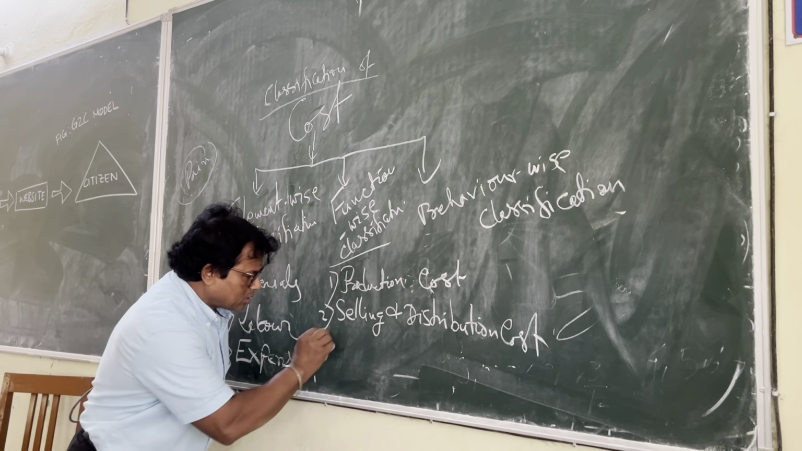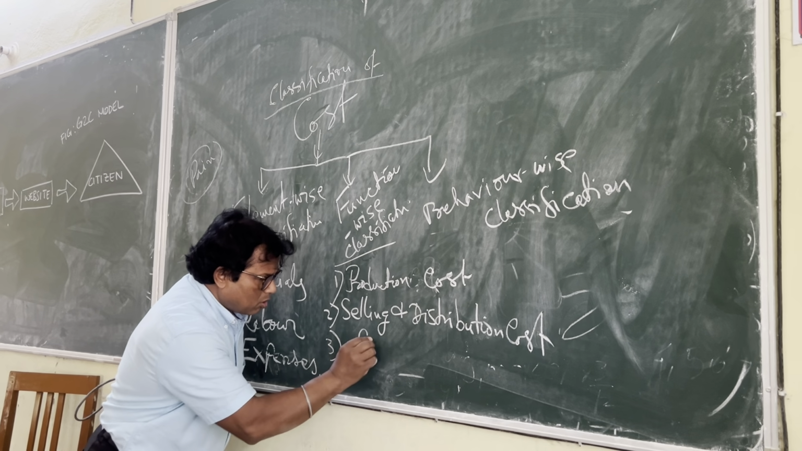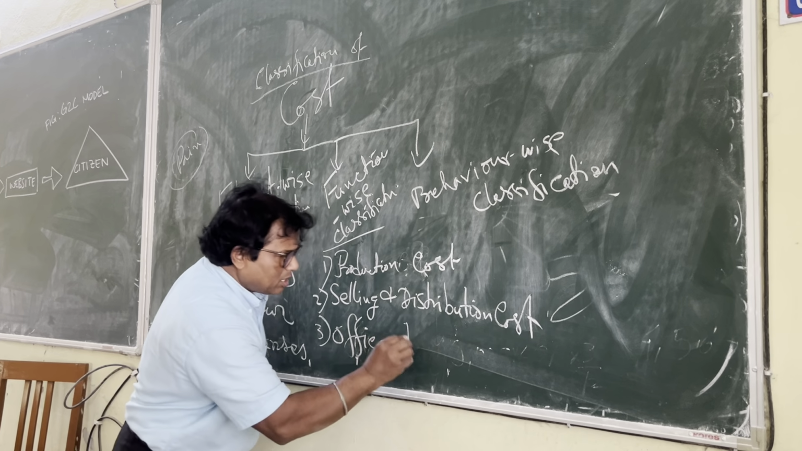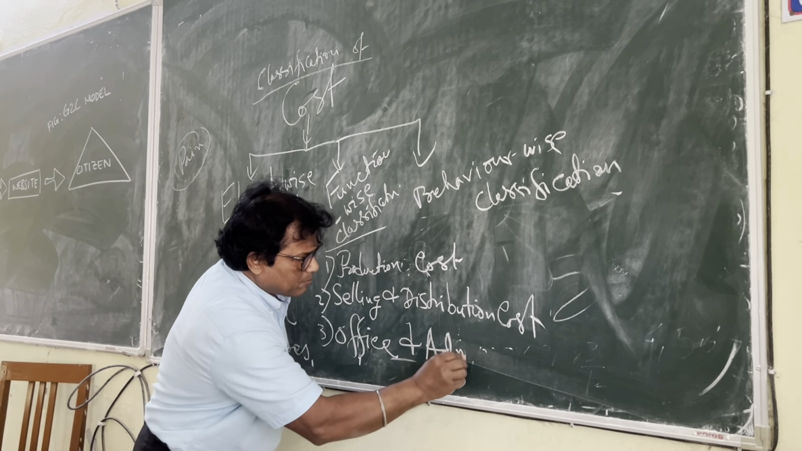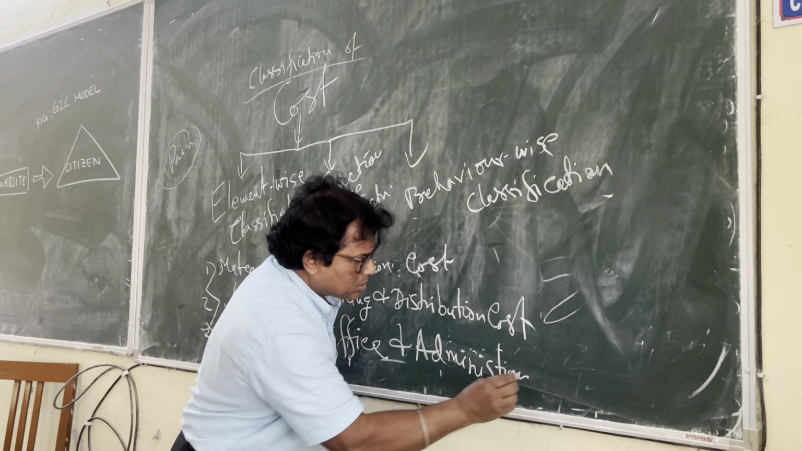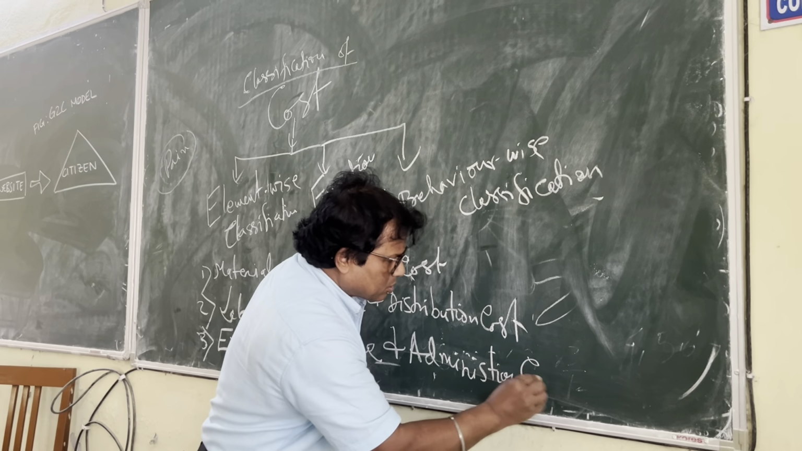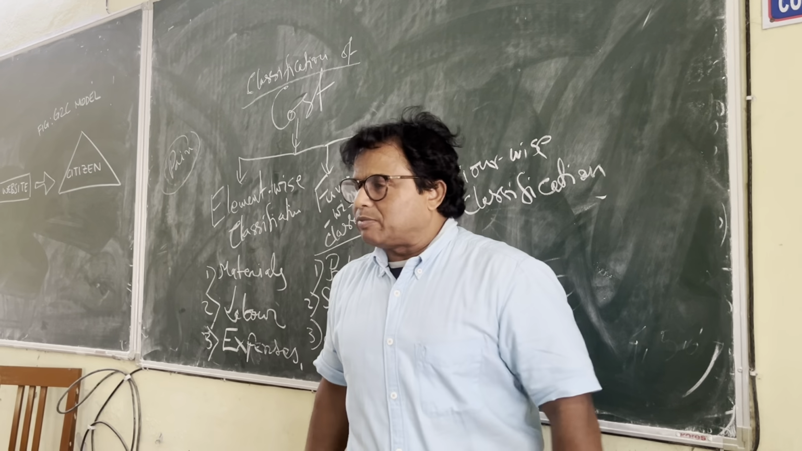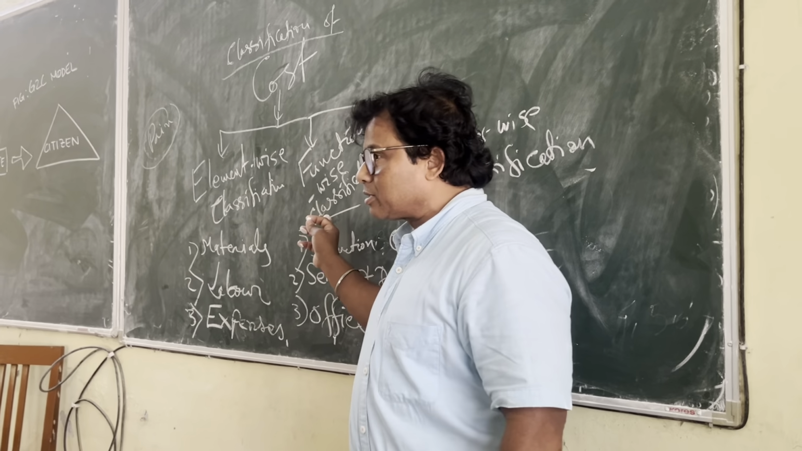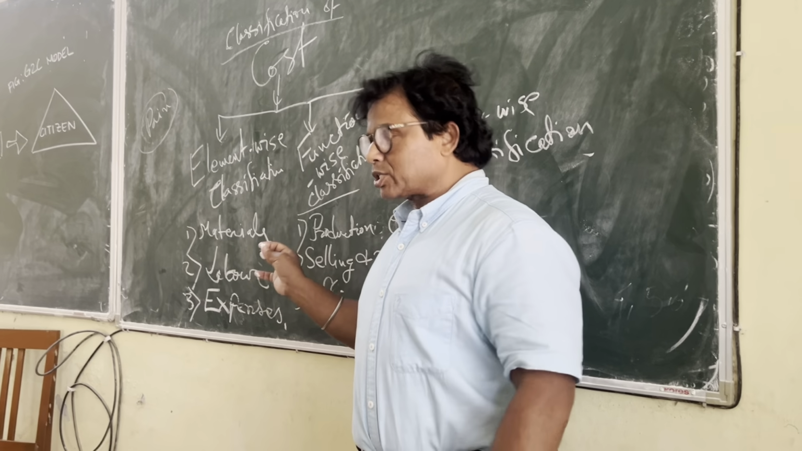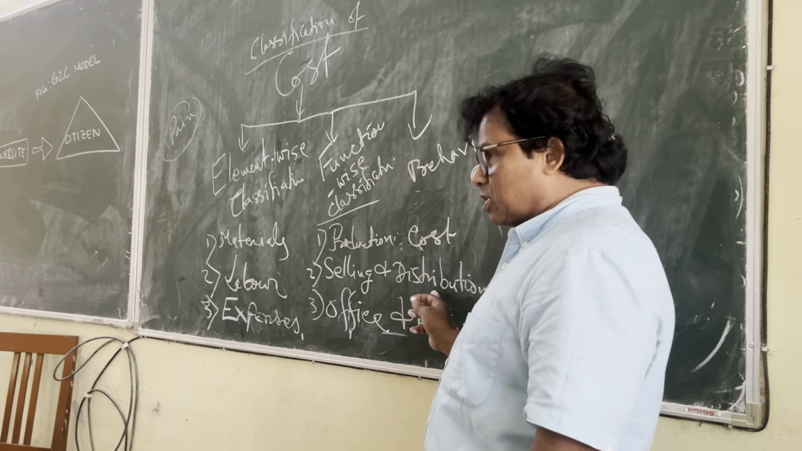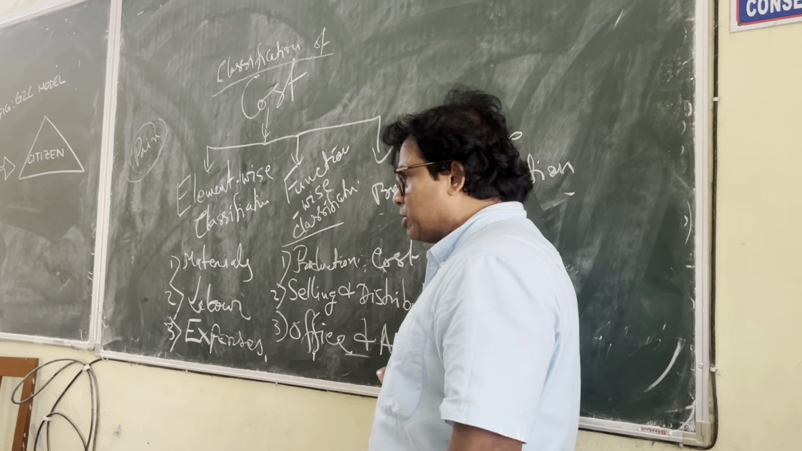And number 3 is office and administration cost. Some people say office and administrative expenses are all the same, no? So there are 3 types of cost according to function. Hope you understand? One is production cost, one is selling and distribution cost, one is office and administration cost.